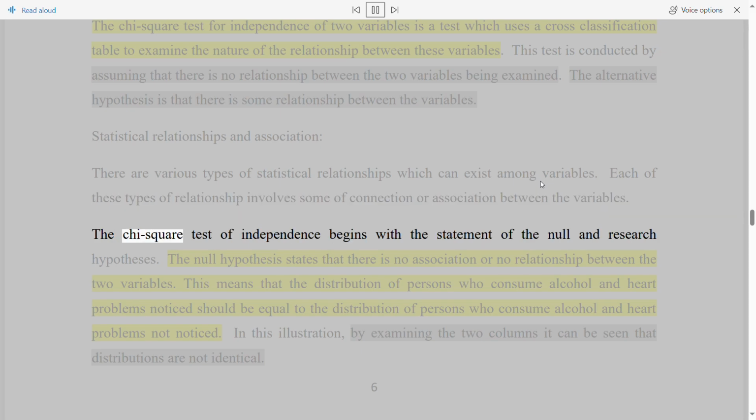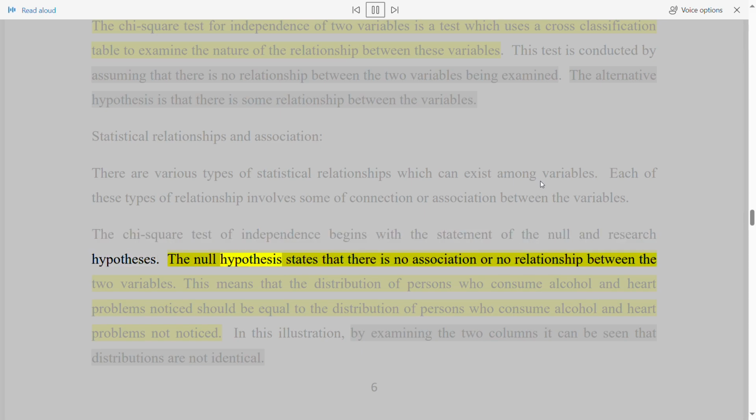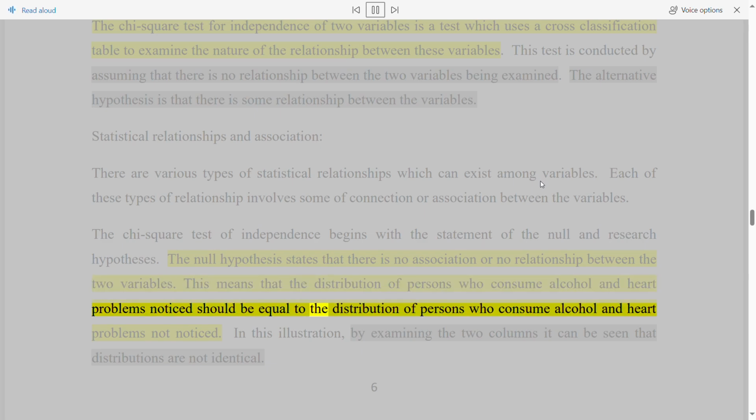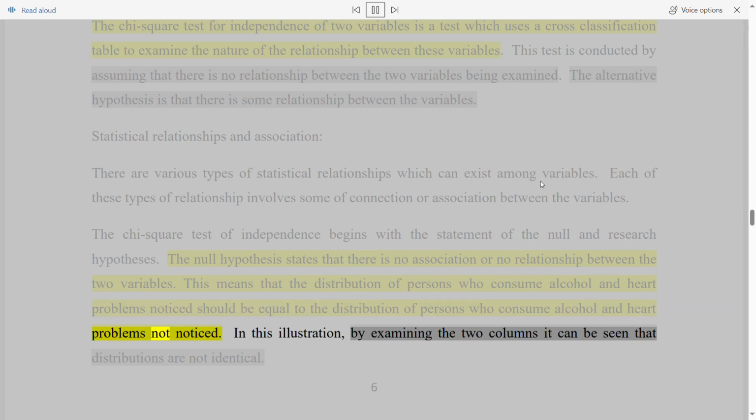The chi-square test of independence begins with the statement of the null and research hypotheses. The null hypothesis states that there is no association or no relationship between the two variables. This means that the distribution of persons who consume alcohol and heart problems noticed should be equal to the distribution of persons who consume alcohol and heart problems not noticed. In this illustration, by examining the two columns, it can be seen that distributions are not identical.